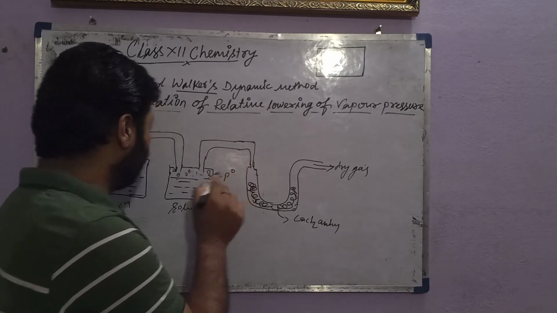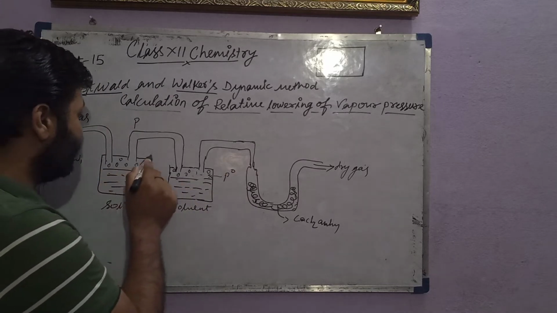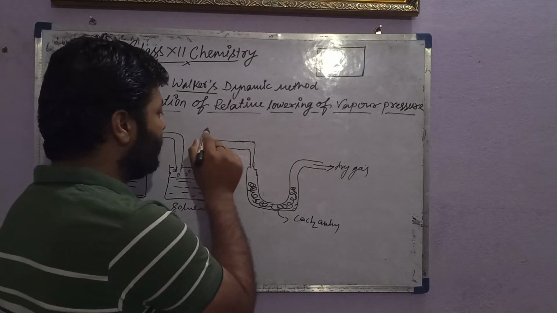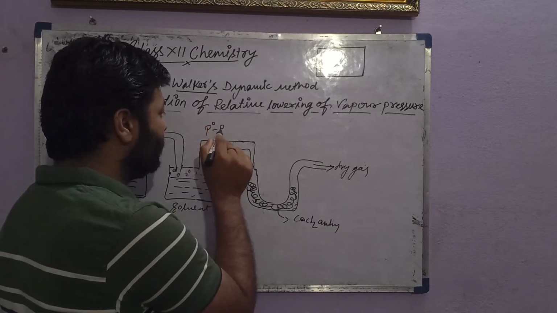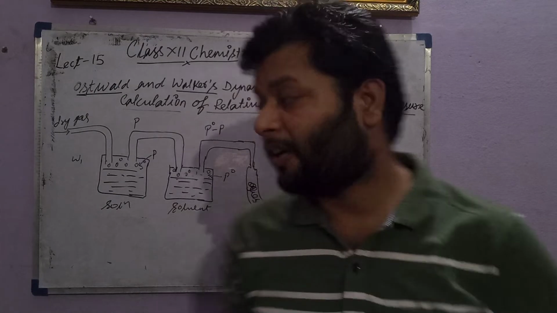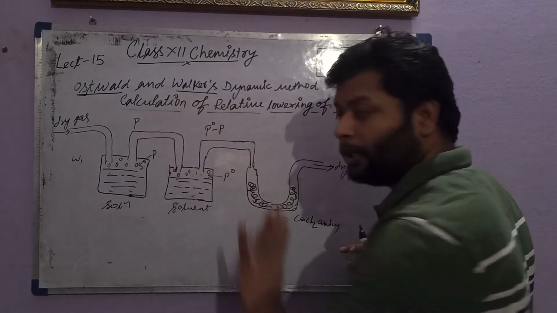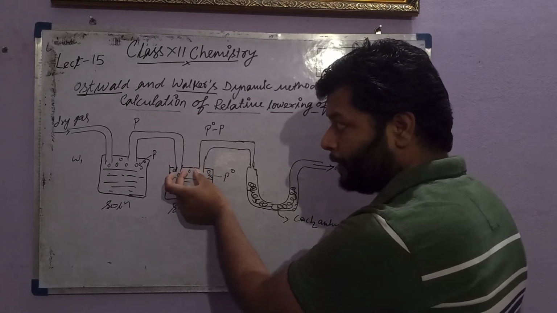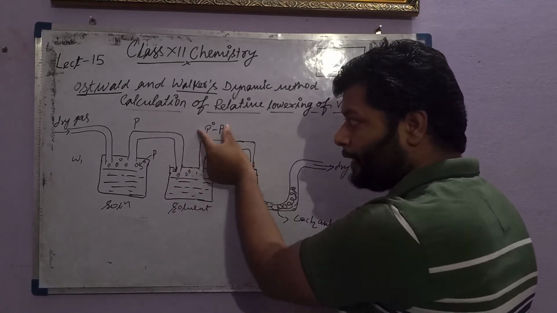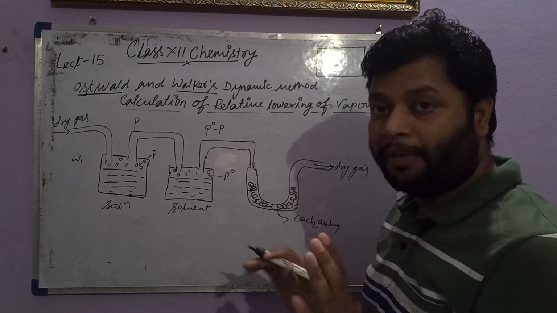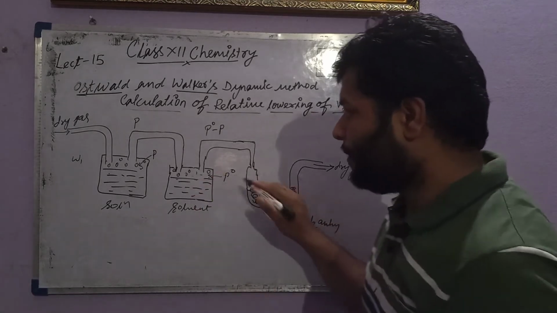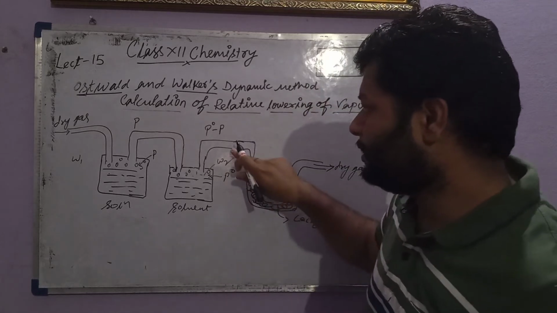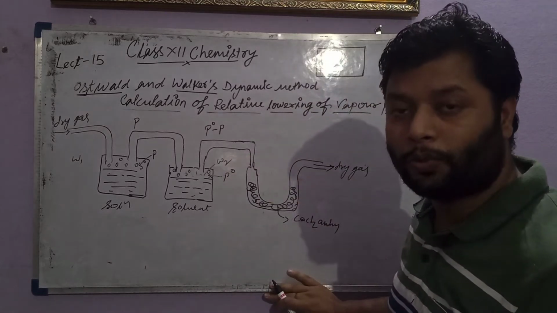Here is P naught, here is P, and now the dry gas takes up P naught minus P, because P is already with the dry gas. So the amount of vapor absorbed or mixed with the dry gas should be equal to P naught minus P. Here the weight loss is, suppose, equal to W2.